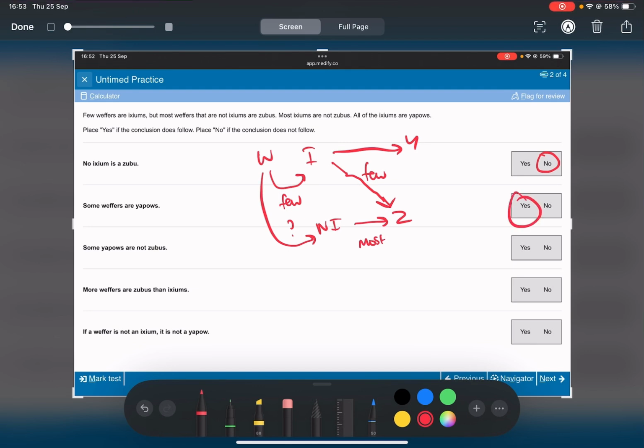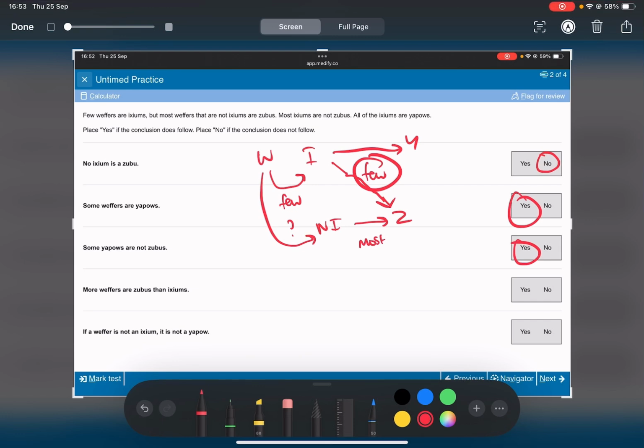Some yapaos are not zubus. Yes. Because only a few ixioms are zubus, so you're going to have some ixioms that are yapaos but not zubus.